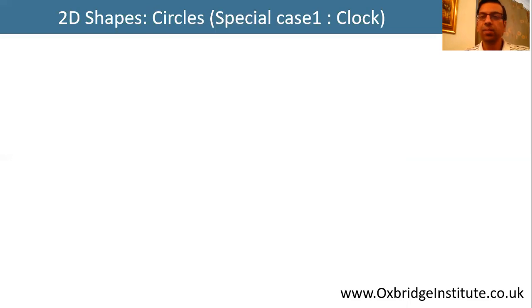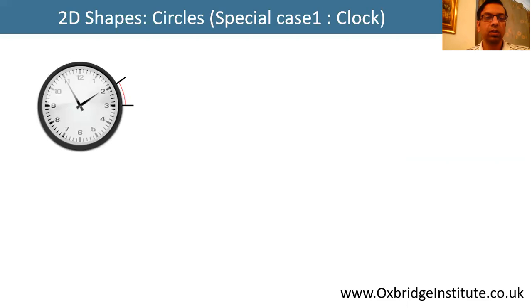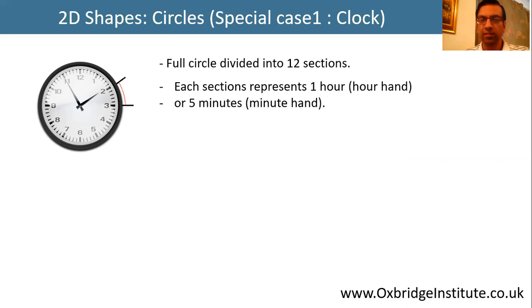Let's discuss some special cases of circles. The first case is that of a clock. These cases are very important from an exam point of view. So let's look at a clock and what it represents. A clock is basically a full circle divided into 12 sections. Each section represents 1 hour of movement by the hour hand or 5 minutes by the minute hand.